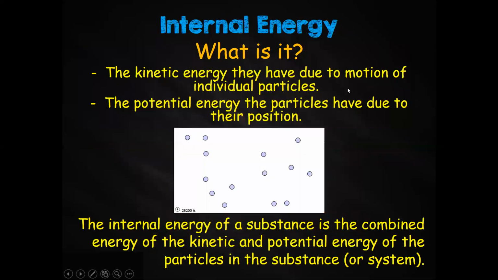Now, here we have to look at two different types of energy. One is the kinetic energy, which is due to the motion of the particles. Kinetic energy is the movement energy, so anything which moves must have kinetic energy. The second type of energy is the potential energy, and that is because of the position of the particles. Because the particles are constantly moving, they are constantly changing position as well, and because they're changing position, they must have potential energy as well. The internal energy of a substance is the sum of the kinetic energy of all the particles and the potential energy of all the particles.